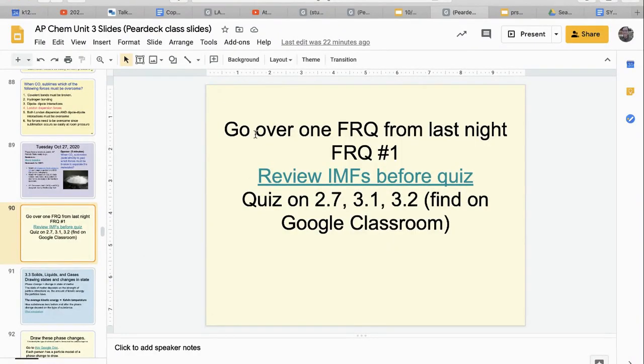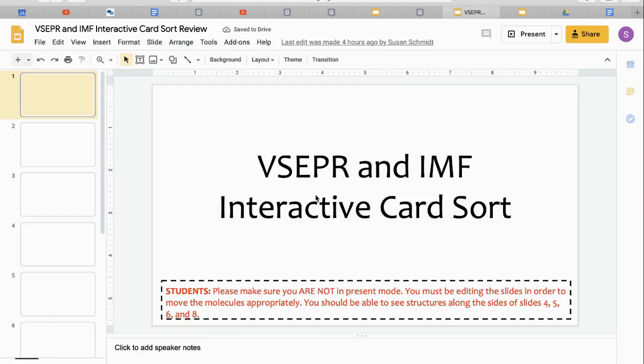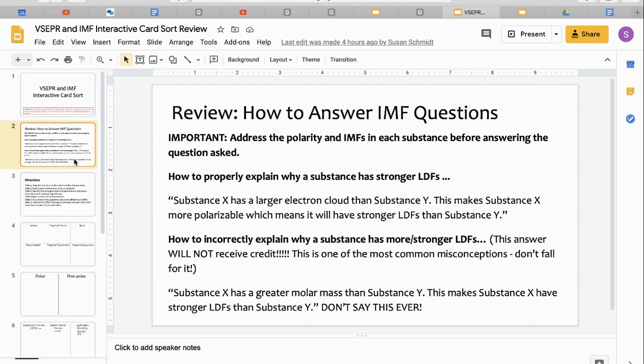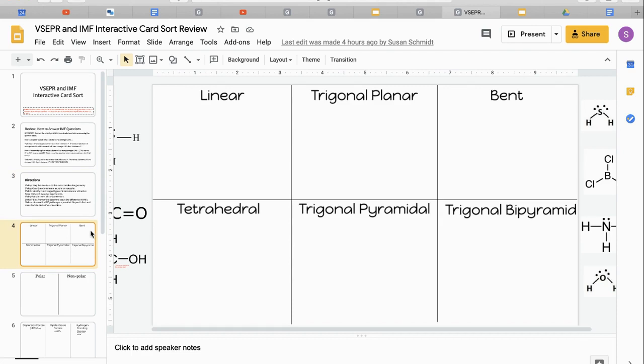So after we went over one of those FRQs, I asked people to review their IMFs. This assignment is on Google Classroom, and you got a chance to go through this review activity. It is an interactive card sorting activity on IMFs. There are directions here and also what to do. Basically, I'm going to run you through this. The first one is kind of a review.